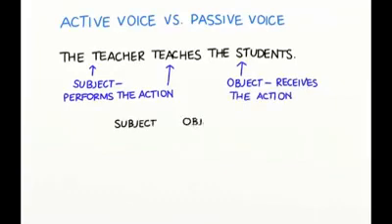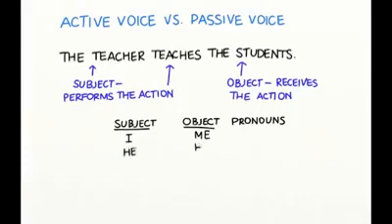In English, we have subject and object pronouns. For example, I is a subject pronoun, while me is an object pronoun. He is a subject pronoun, and him is an object pronoun. She is a subject, and her is an object, and so on.